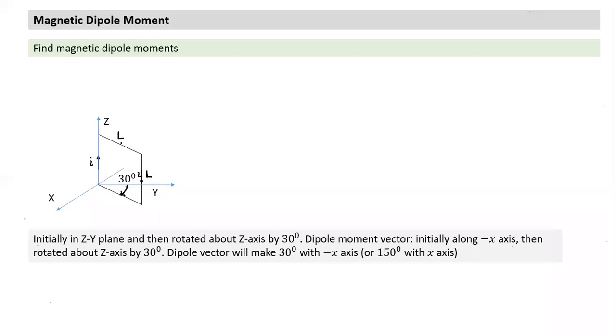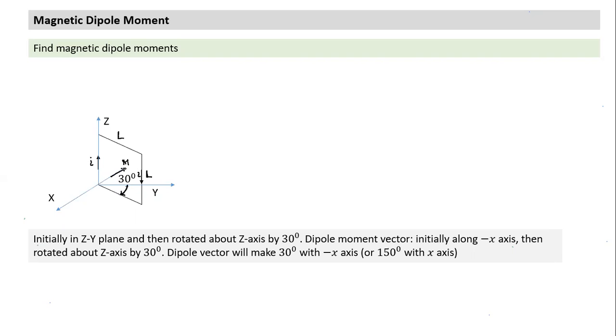If it is in the YZ plane, if I curl my fingers, my fingers will point into the plane of the figure, which is minus i cap. So the initial direction of the dipole moment was something like this. This was the direction when it was placed in the YZ plane. Now it is rotated about the Z axis.